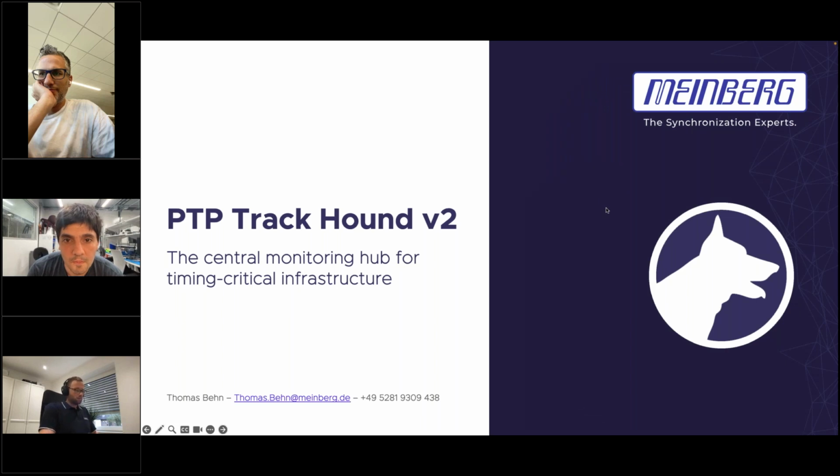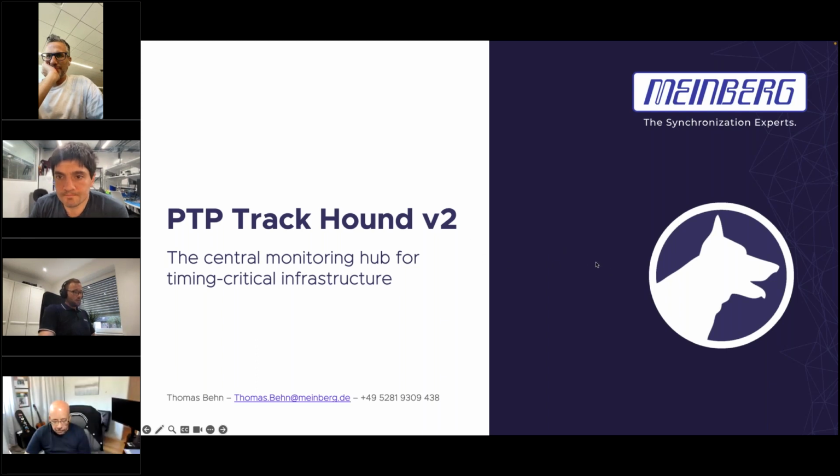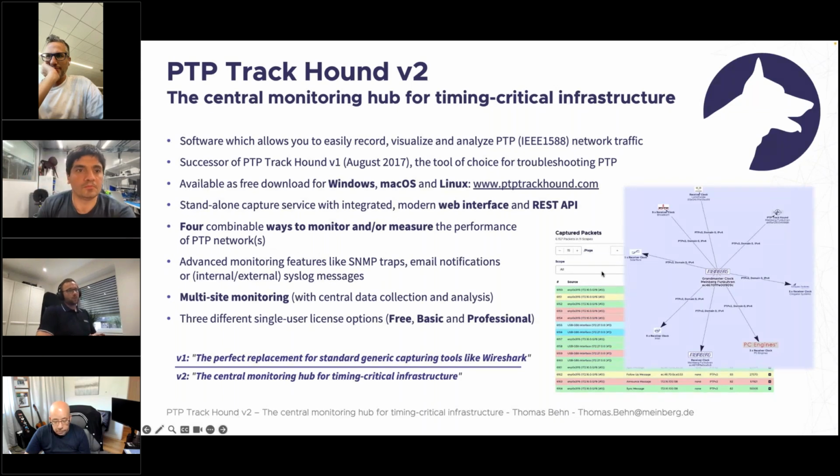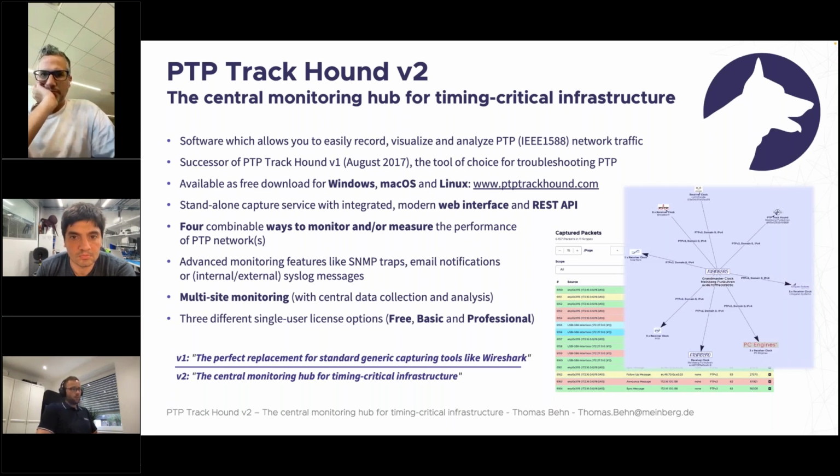Okay, thanks Ahmad for the introduction, and also thanks for the opportunity to talk about PTP Track Hound here today. As Ahmad already said, this is about PTP Track Hound version 2, which we call the central monitoring hub for timing critical infrastructure. First of all, a few basics about the software. PTP Track Hound is a software that allows you to capture, visualize, and analyze PTP network traffic, whether it be PTP version 1, PTP version 2, or 2.1.